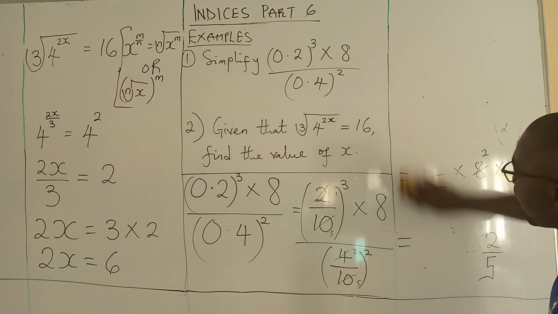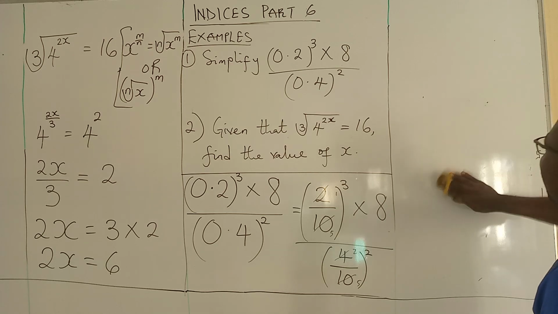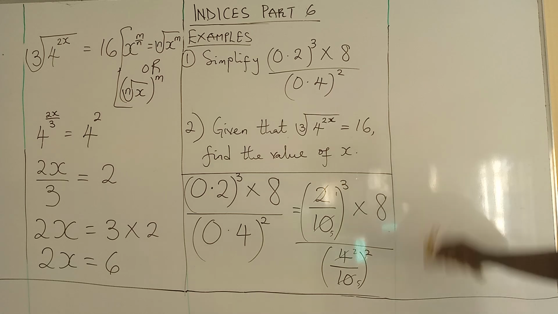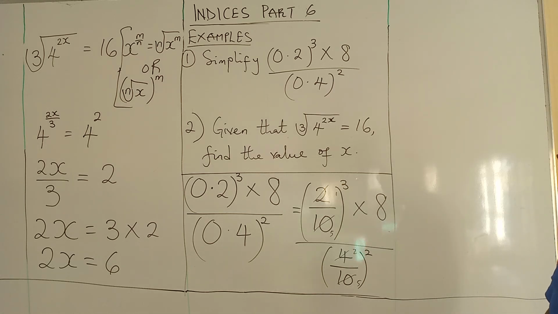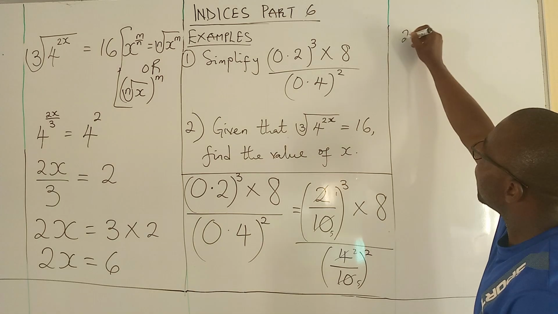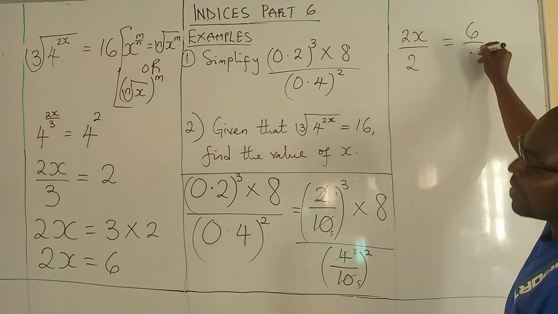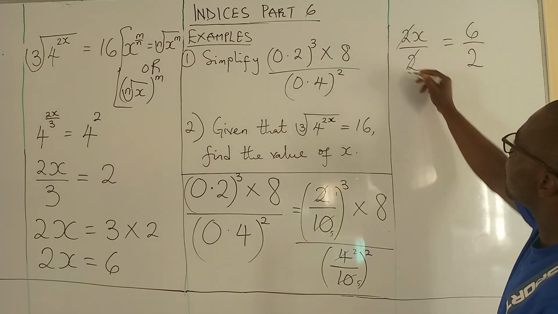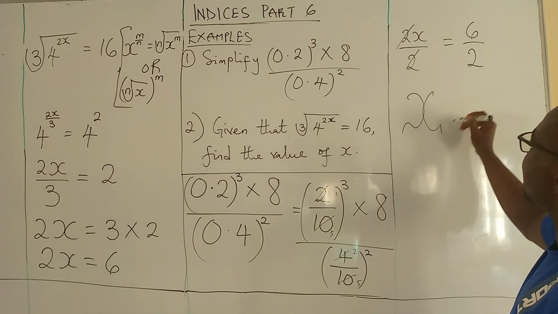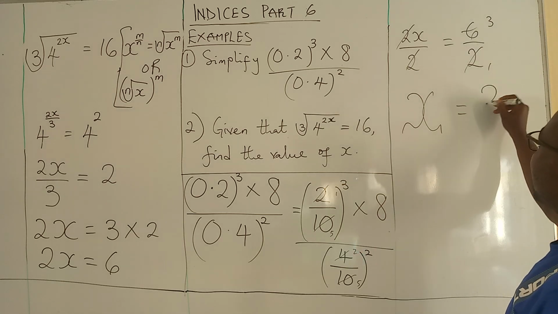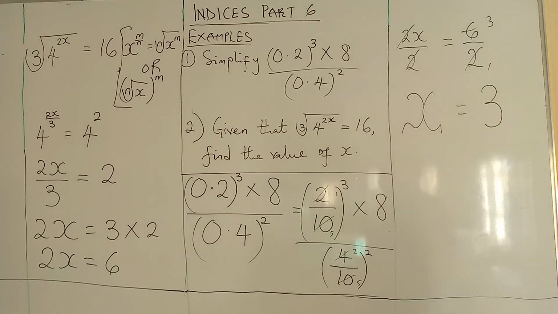So at that point, for x to stand alone, we are going to divide both sides by 2. If we divide both sides by 2, x will stay alone. So 2x divided by 2 is equal to 6 divided by 2. Therefore, x is equal to 2 here 1, 2 here 3. x is equal to 3. That is the answer to that question.